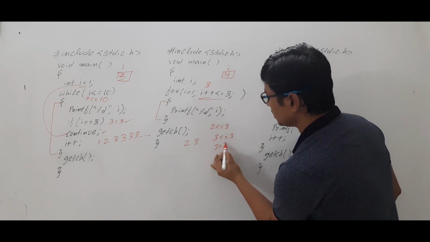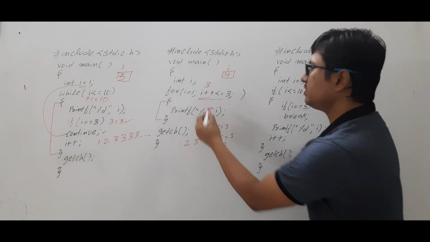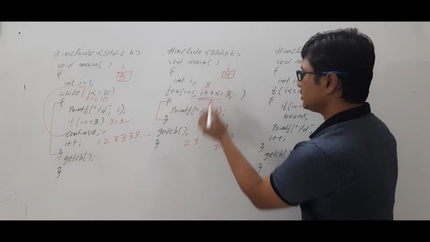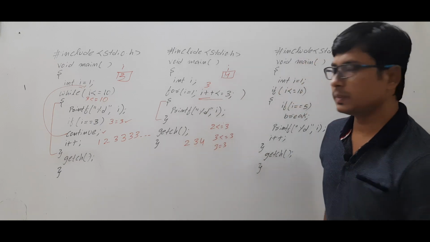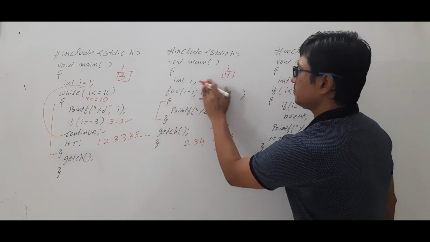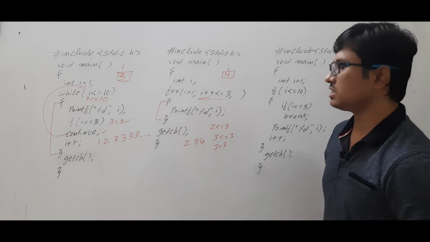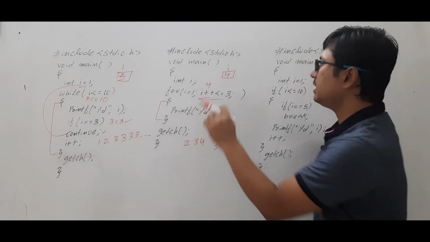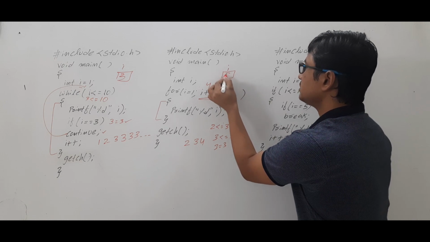3 is equal to 3. So the condition is satisfied. If the condition is satisfied, again you will print the I value which is 4. Okay. Then again you will check the test expression I plus plus less than or equal to 3. First it will assign the I value 4. Then it will increment the I value which is 5.